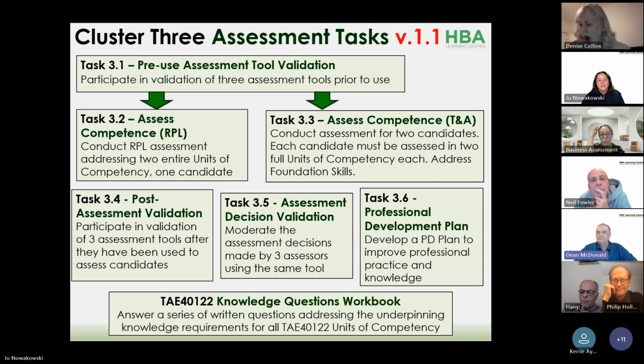Heidi, you have a question. Yeah, thanks. I don't understand task 3.5. What do you have to do there? Is it built up from 3.4?